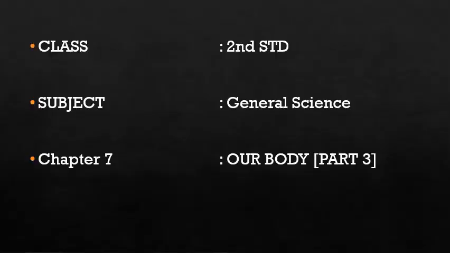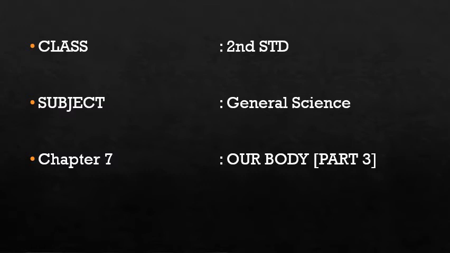The following video is for class 2, subject General Science, chapter 7, Our Body, part 3. In part 1 and part 2 of this lesson, what did we learn, children? We learned about the different types of organs. What are organs? It is a part of our body.